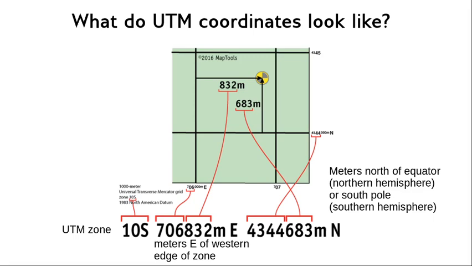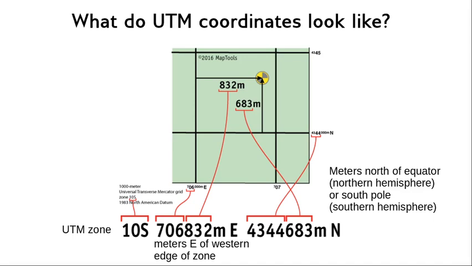What do these UTM coordinates look like? Well, they look like a set of meters, which is fantastic and very useful because now we don't have to worry about latitude and longitude. We can actually think about real units of length that we can measure or pace out on the ground. So the first number is the UTM zone, and in this case that is 10 south. So we're looking at something in the southern hemisphere.